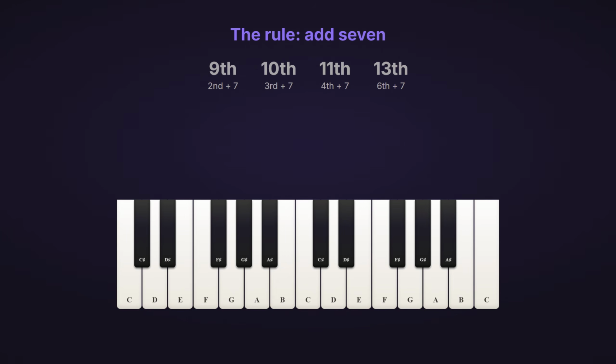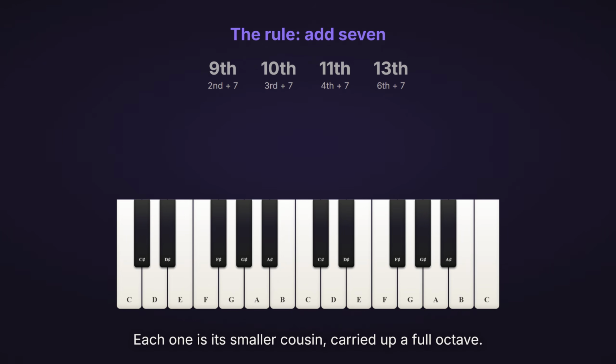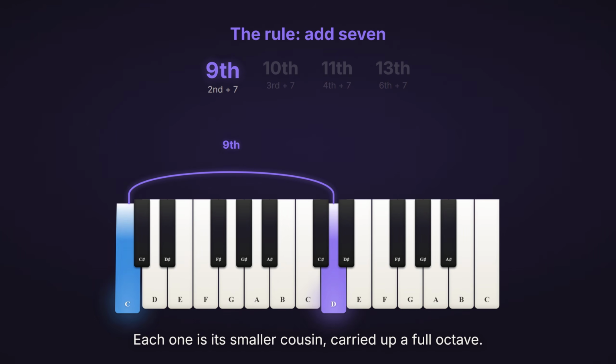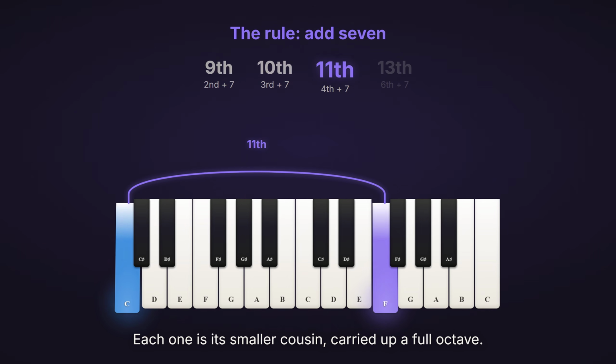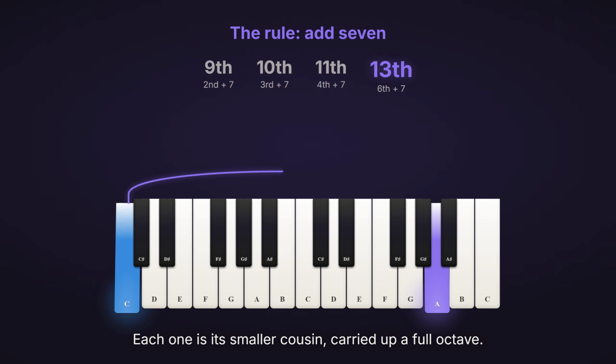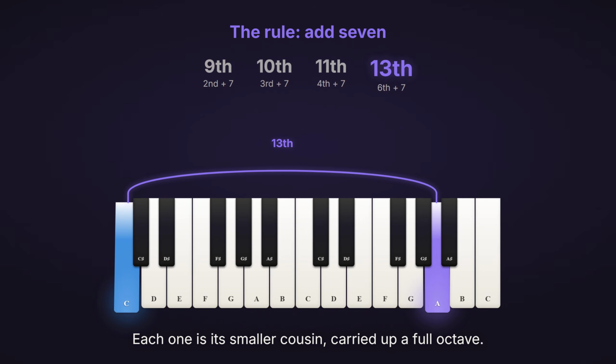Watch each one stretch across the 2 octaves and hear it. Here is the 9th again, a second plus 7. Now the 10th, a third plus 7. Now the 11th, a fourth plus 7. And finally the 13th, a 6th plus 7. Every one of them is just its smaller cousin carried up a full octave, with 7 added to the number.